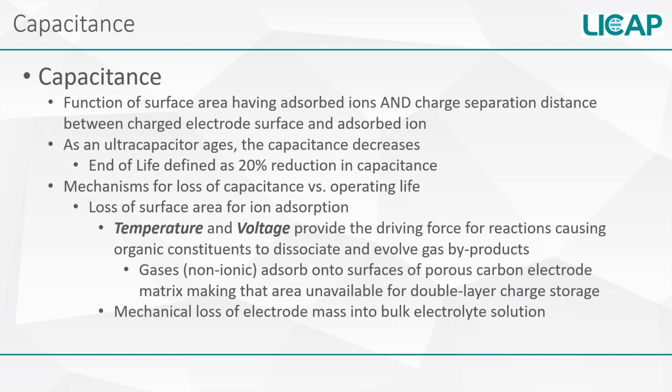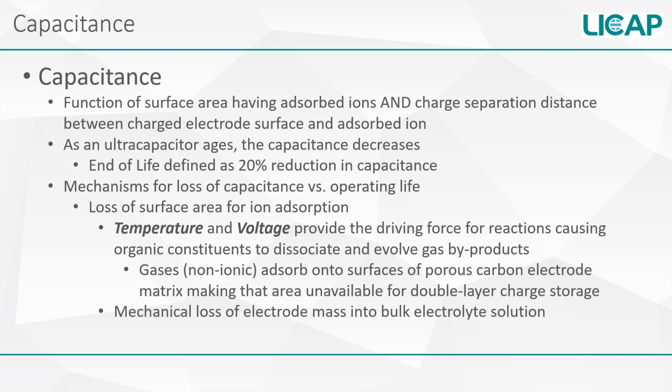Let's talk about capacitance. Capacitance is a function of the surface area having adsorbed ions and the charge separation between the surface and the ion. As the cell ages, capacitance decreases. End of useful life is defined as a 20% decrease in capacitance. So how does the cell lose capacitance?